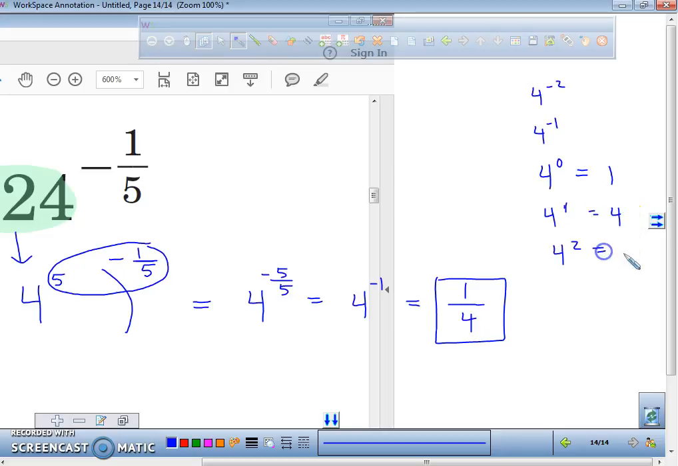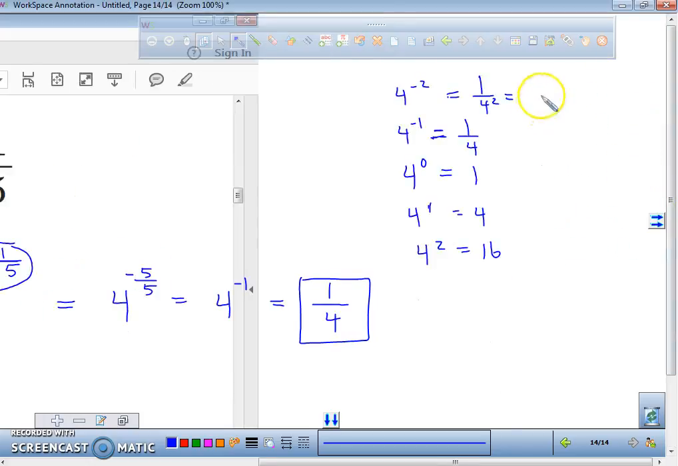4. What's 4 squared? 16. Now, Raymond says 4 to the negative 1 was what? 1 over 4. 4 to the negative 2 would be 1 over 4 squared. But what does 1 over 4 squared equal? 1 over 16. So right here, this is why 4 to the negative 1 is equal to 1 over 4. Okay? Negative exponents are really, really small numbers. They're fractions.